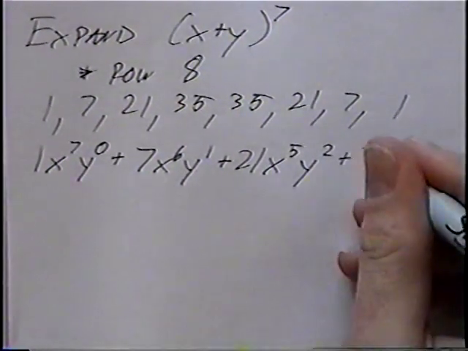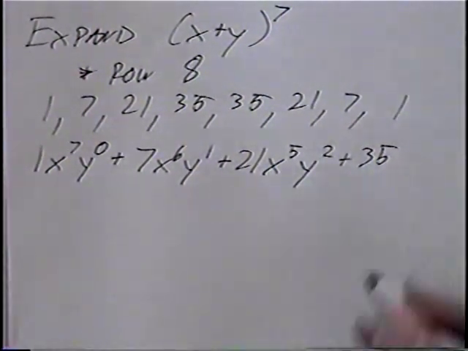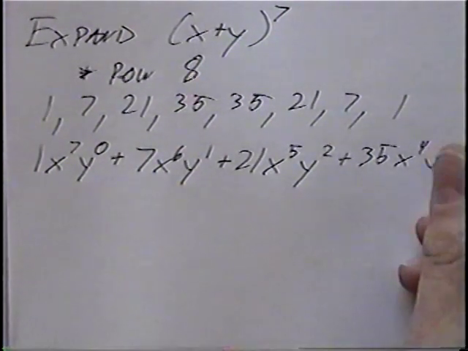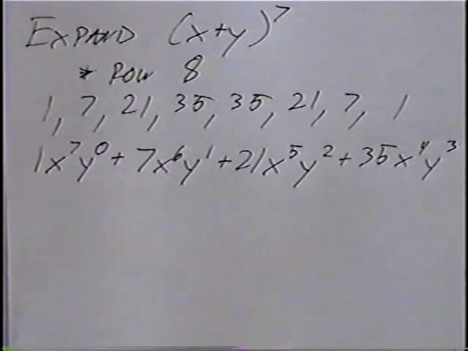After 21, we'll have 35. X will decrease by 1, x to the 4th. Y increases by 1, y to the 3rd.